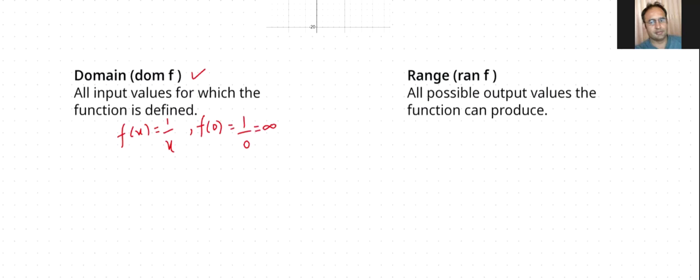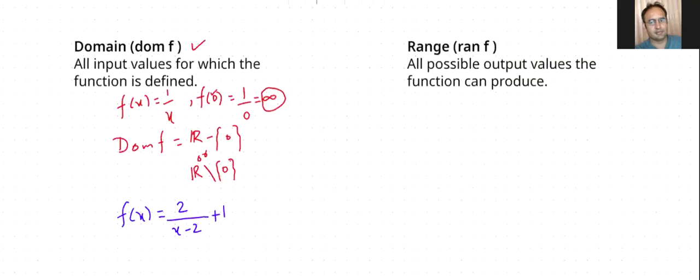So 1 over 0 is always infinity. Whenever an input value gives you infinity as output, you exclude this input value from the domain of the function. So what is the domain of this function f of x? The domain is the set of all real numbers except 0. You are excluding 0 from the set of real numbers. You can also represent this as the set of real numbers minus 0. This is also a notation to exclude 0 from the set of real numbers. So this is one example for the domain.